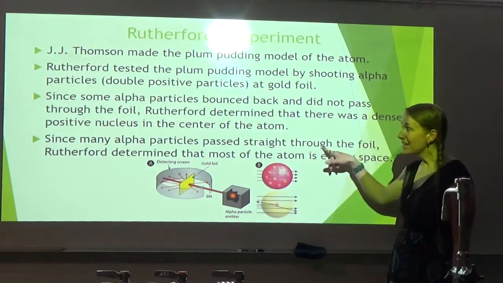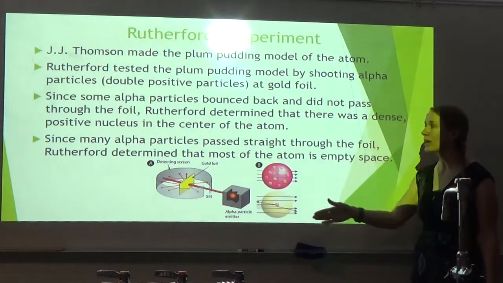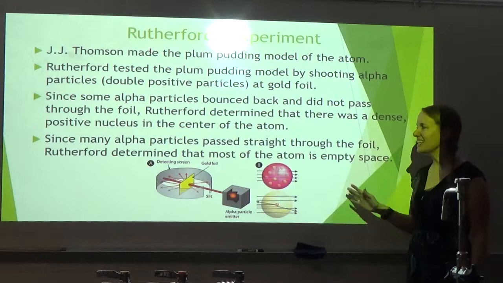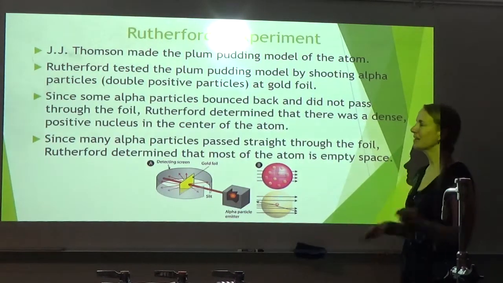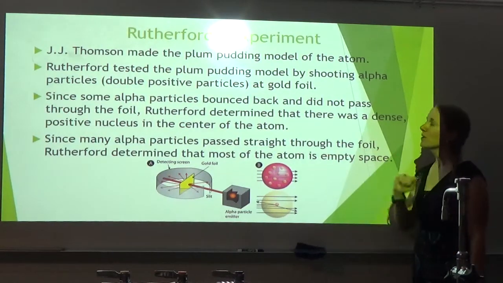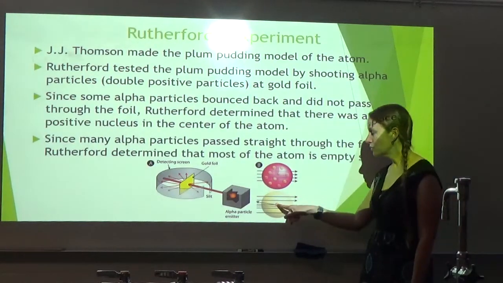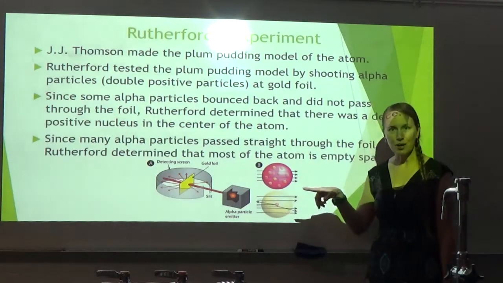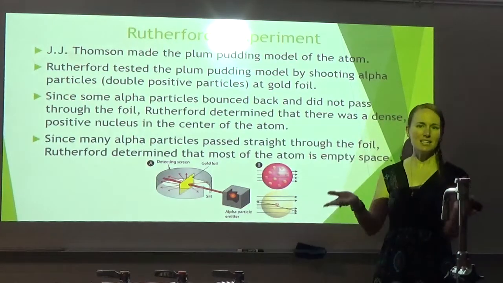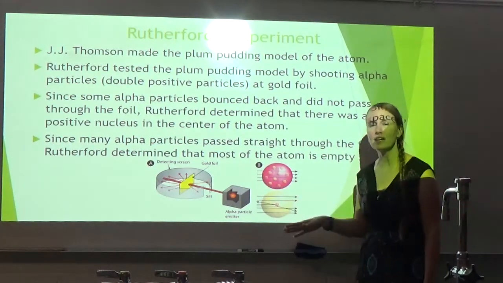However, many of the alpha particles passed straight through and didn't hit anything. They didn't deflect, bounce back, they just passed straight through. So Rutherford determined that most of the atom is empty space. So in other words, most of the atom is the electron cloud, which, yes, has some electrons in it, but the majority of it is empty space.